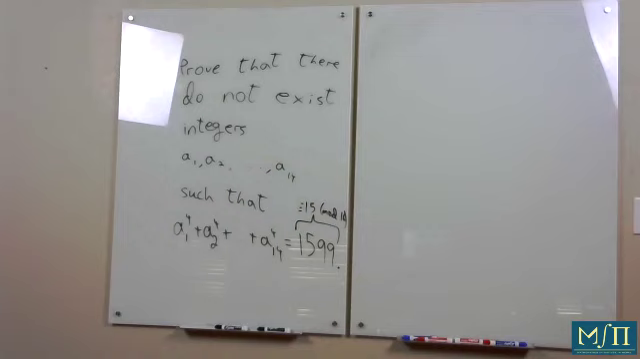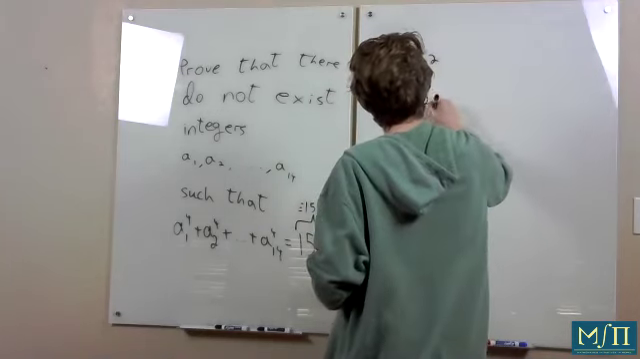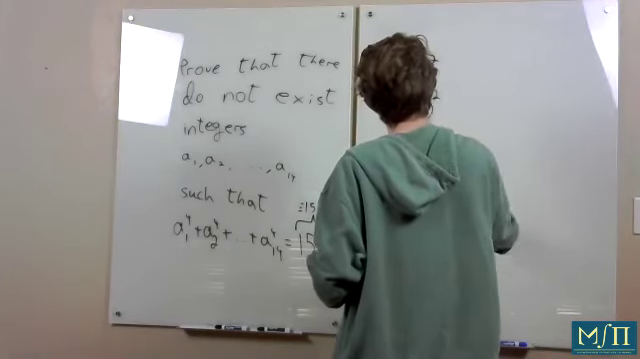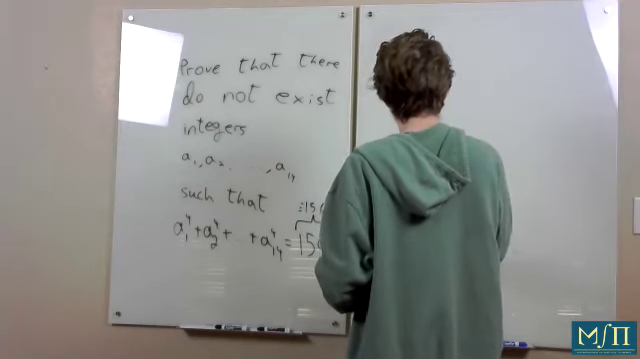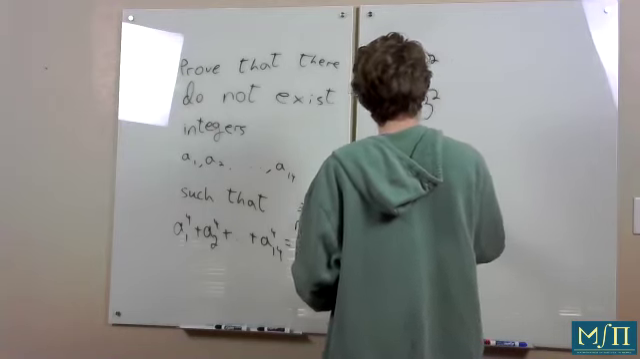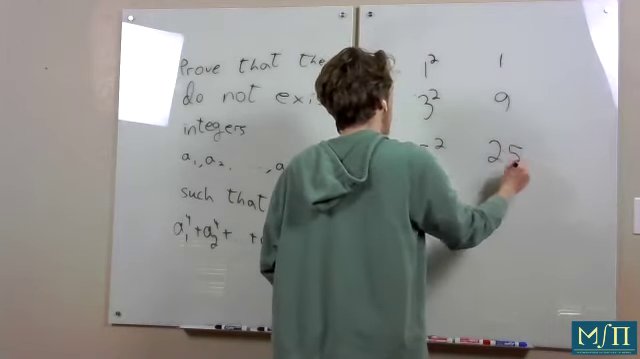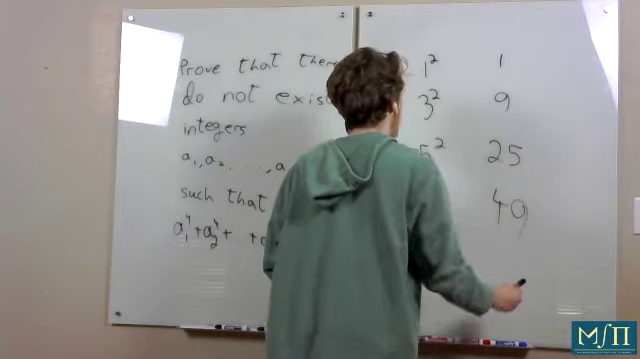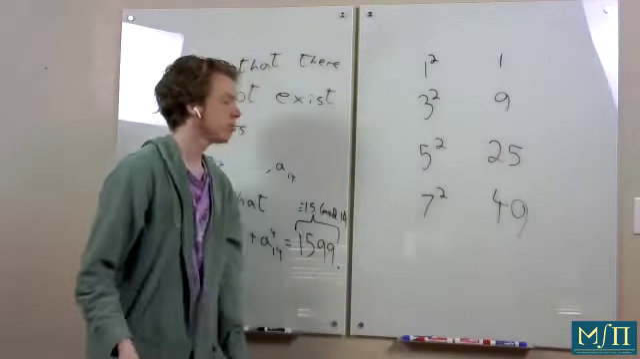Because notice something. Let's focus for a moment modulo 8. We can see something interesting. Any square of an odd number, because any odd number is congruent to 1, 3, 5, or 7 mod 8, is congruent to 1 mod 8. These are the only cases, and these are all congruent to 1 mod 8.